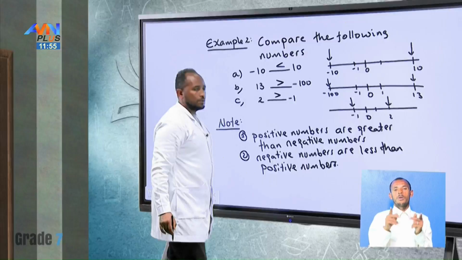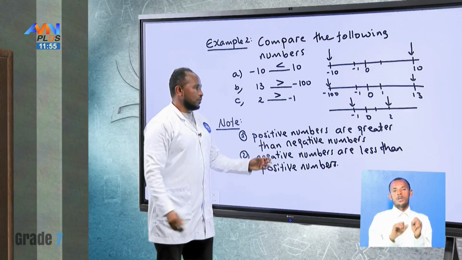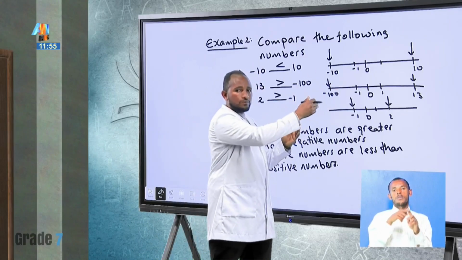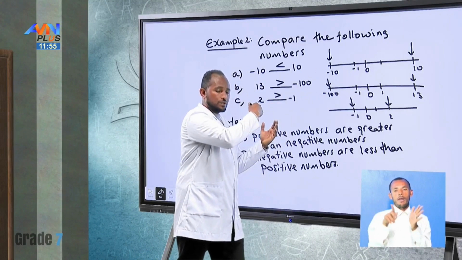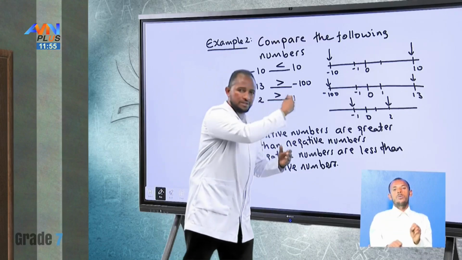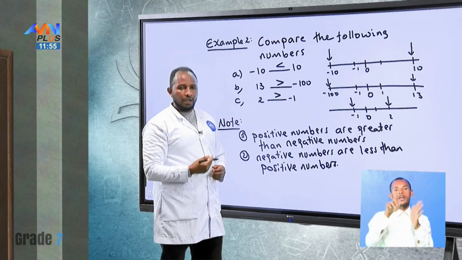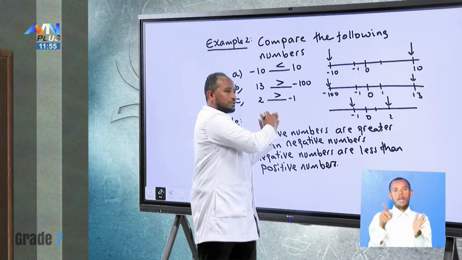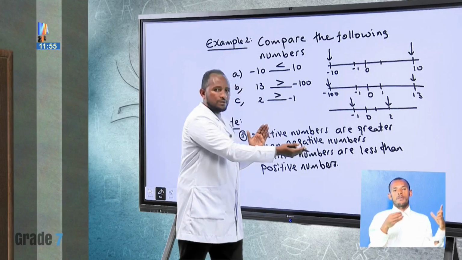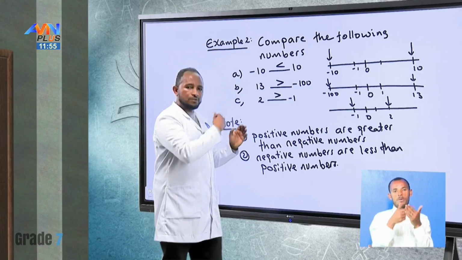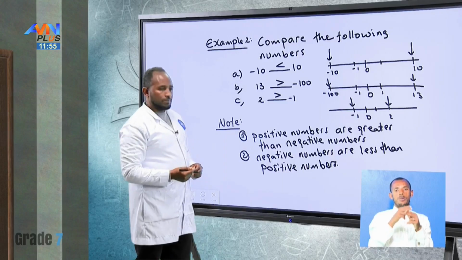Okay, this is it. So, as we said here, positive numbers are to the right of negative numbers. So, positive numbers are greater than negative numbers. And negative numbers are to the left of positive numbers. Therefore, negative numbers are smaller than positive numbers. Let's continue.